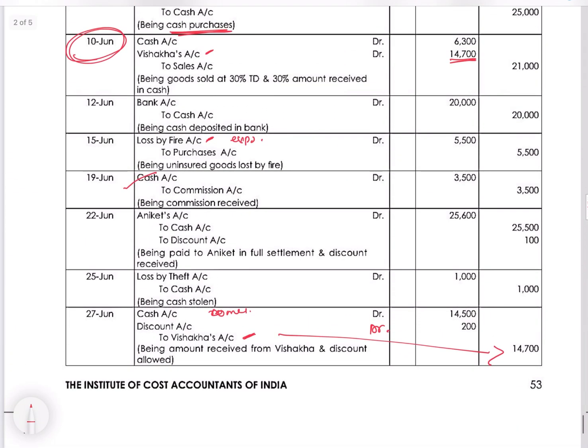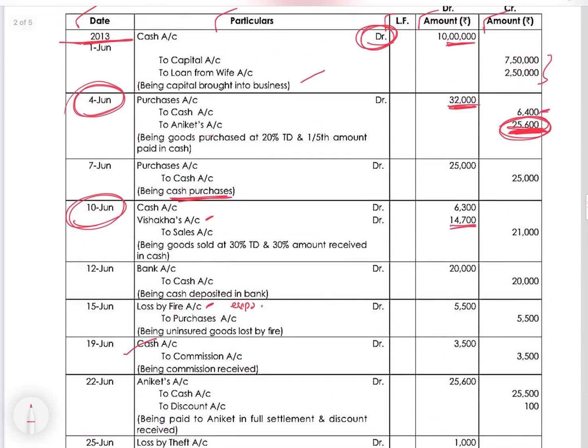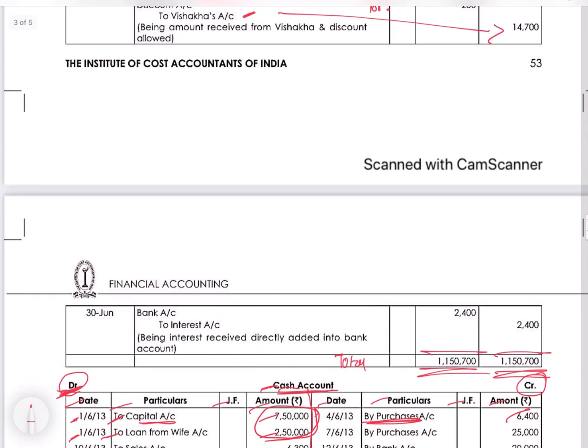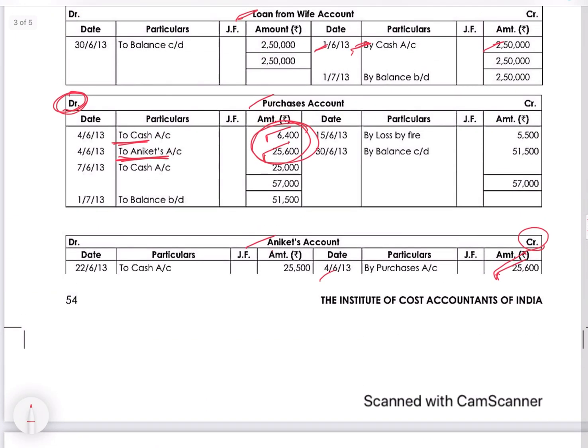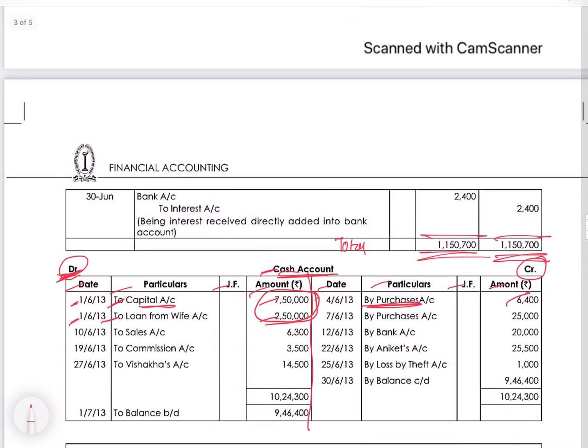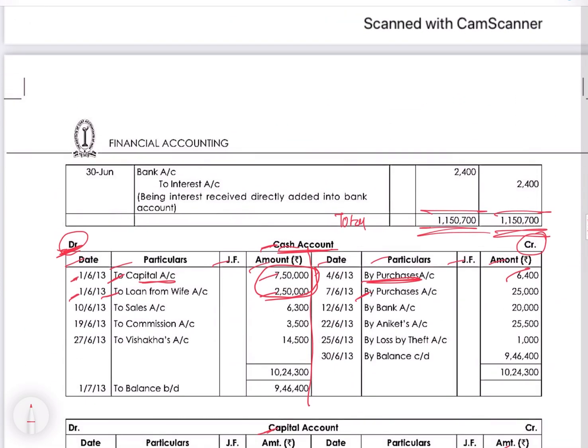Next. Purchases to cash 25,000. Purchases account should be debited. We already have the purchases account. We'll debit 25,000 to it. Correct? So in cash we will credit by purchases 25,000.